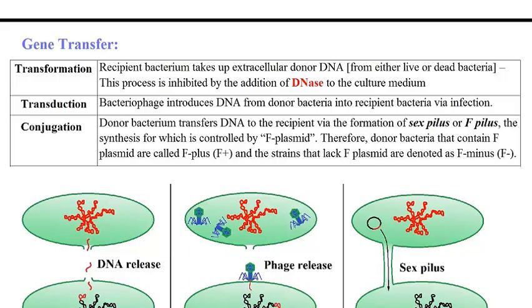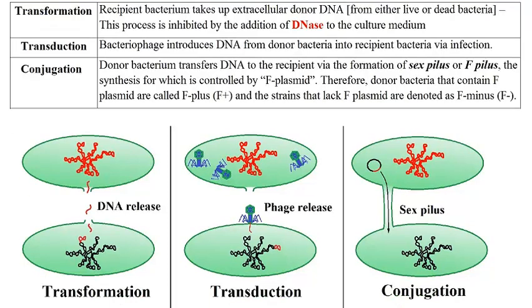So the first one is called transformation, where one bacterium picks up any extracellular DNA that it finds in its environment, whether it's from another live or another dead bacteria. And the example that is shown right here: you can see that there is some DNA that is left over from this bacteria that is shown right here, and the other bacteria at the bottom picks up this DNA structure and incorporates it into its chromosome.